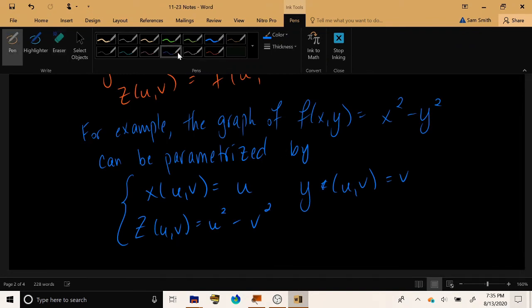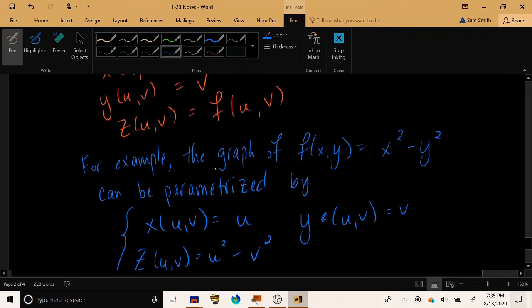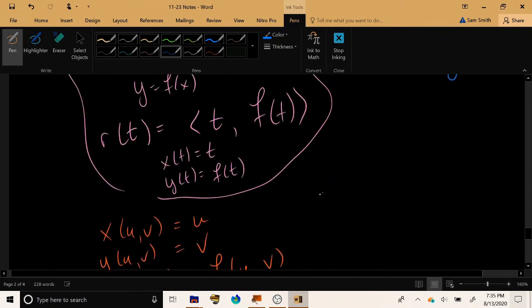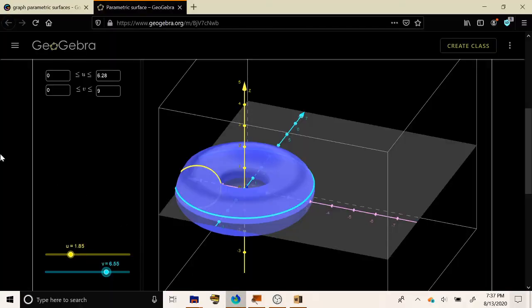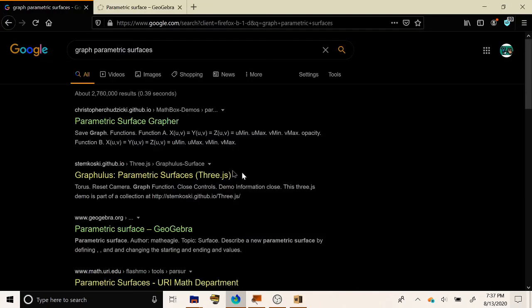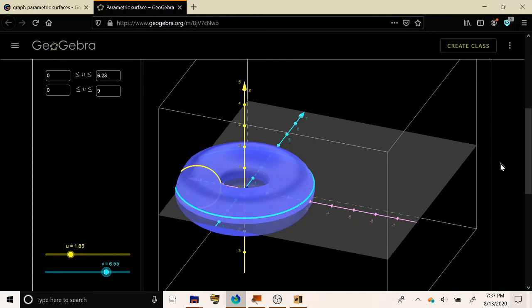Now, from time to time, you may find it easier to use technology to graph a parameterized surface. So let me show you some resources that you can use to graph parametric surfaces technologically. So here I am on GeoGebra with their parametric surface grapher. And to get here, all that I did was I googled graph parametric surfaces, and GeoGebra came up as the number 3 option, and I clicked it and it brought me here.